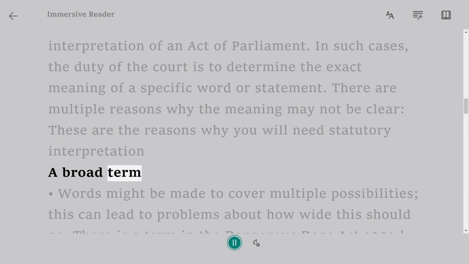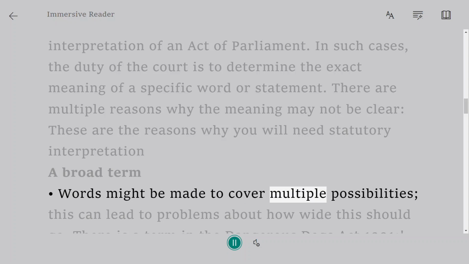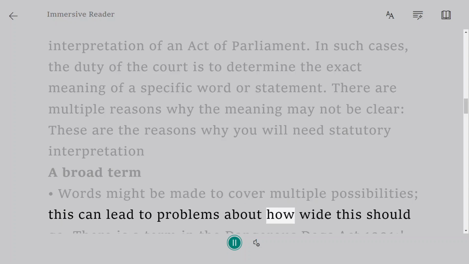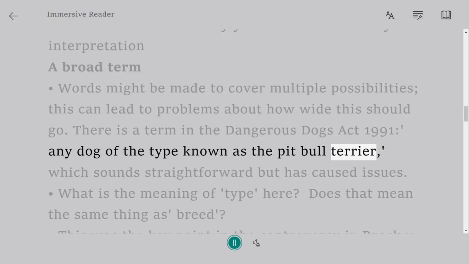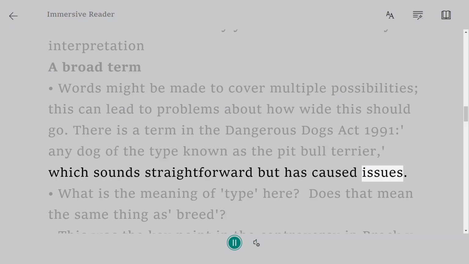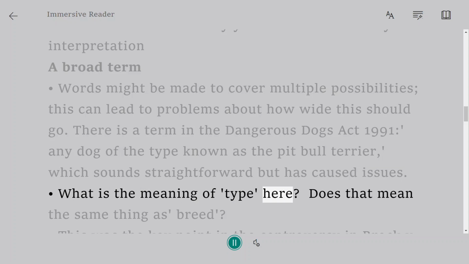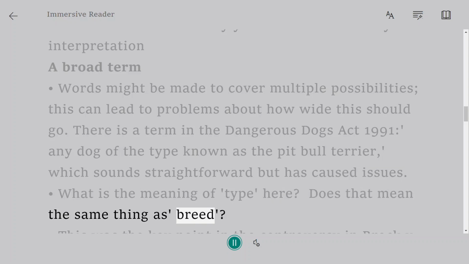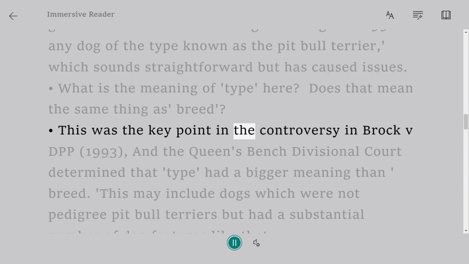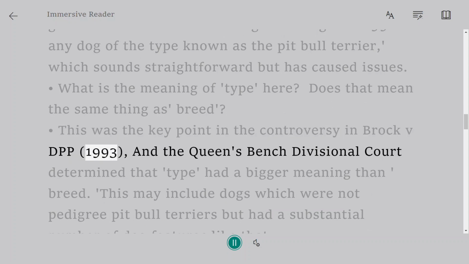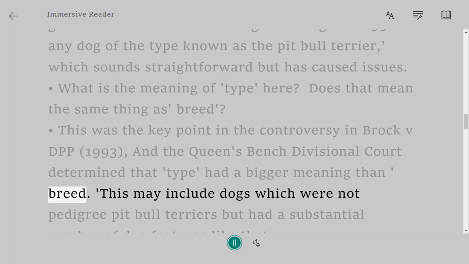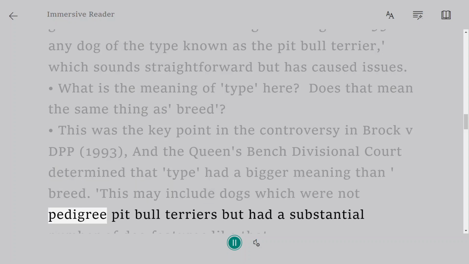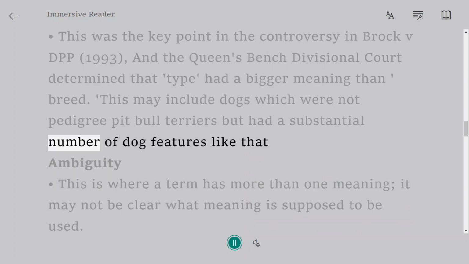A broad term. Words might be made to cover multiple possibilities. This can lead to problems about how wide this should go. There is a term in the Dangerous Dogs Act 1991, any dog of the type known as the Pit Bull Terrier, which sounds straightforward but has caused issues. What is the meaning of type here? Does that mean the same thing as breed? This was the key point in the controversy in Brock v. DPP, 1993, and the Queen's Bench Divisional Court determined that type had a bigger meaning than breed. This may include dogs which were not pedigree pit bull terriers but had a substantial number of features like that.